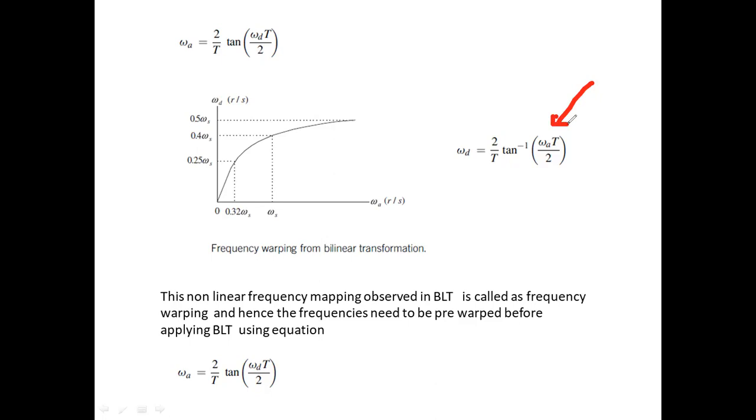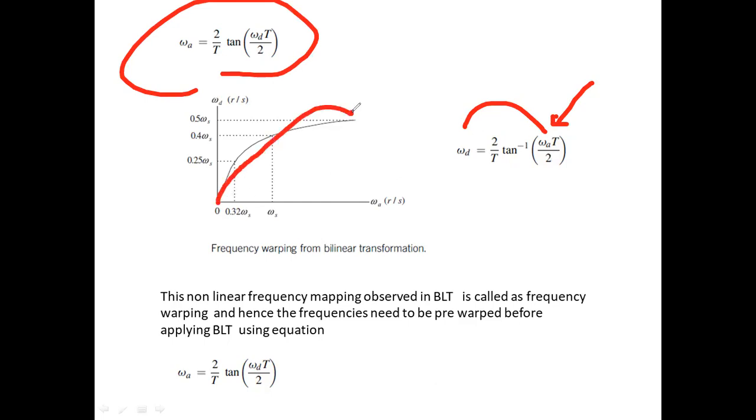You design an analog filter, then afterwards replace S by (2/T)(z minus 1)/(z plus 1). Here is a problem: the analog frequency to digital frequency mapping. So here is the relationship. The mapping from analog to digital frequency is tan inverse, a saturation one.